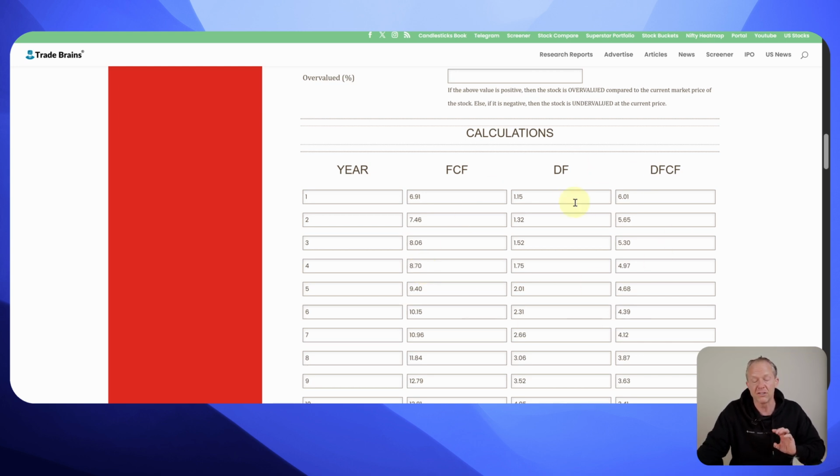You also have a lot of other interesting information, the discount factor and also the discounted free cash flow value. So this 8.70 discounted by 15% for 4 years is actually worth 4.97 as of today, if you would want to use that for anything. And since we have all the calculations here, you can choose whichever year you want as your end point for your CAGR calculation. But I will use the 4 years out, 8.70.